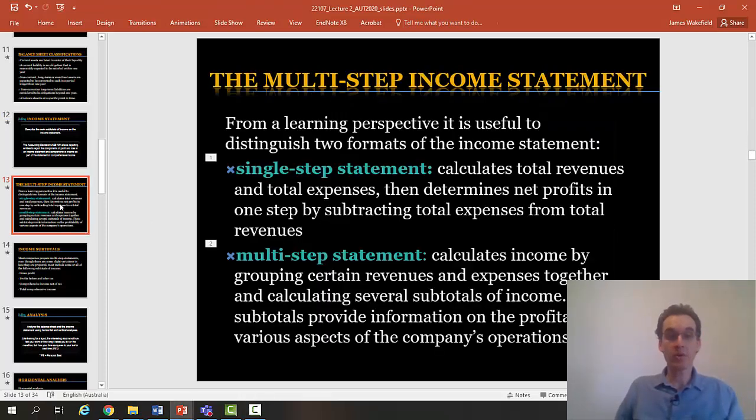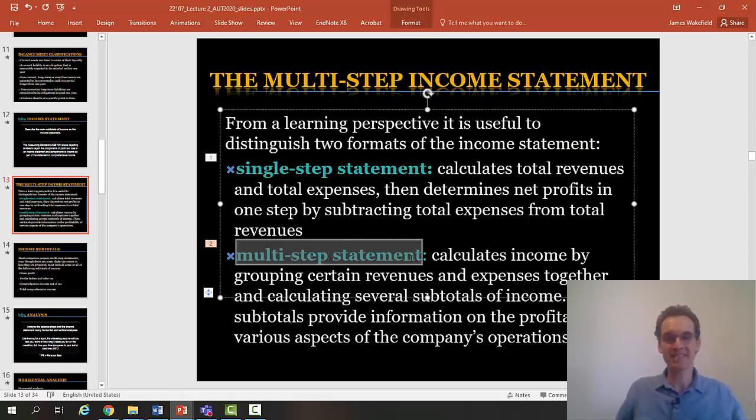Last week we looked at it, as I just mentioned, in a very simple form: total revenues, total expenses, so subtract the expenses from revenues, and that gives you your net profit. Now, for many entities, specifically retailers, we would like a more detailed view on the performance of that entity. And this is where the multi-step statement comes in. Essentially in the multi-step statement, we sum up a number of items to give subtotals and an indication of where the performance or lack of performance is coming from.